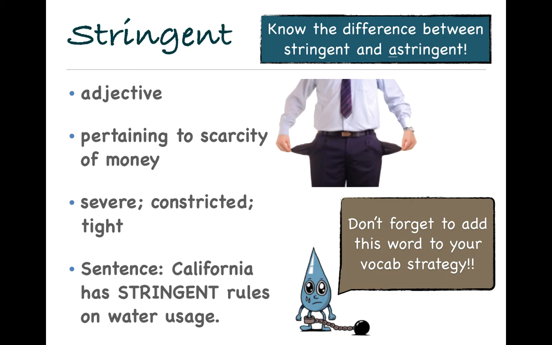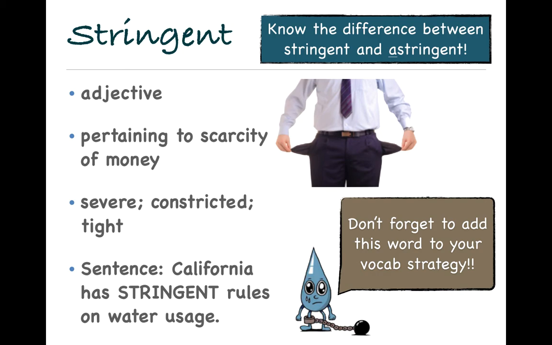So if you think back to astringent, the definition was harsh or severe, whereas the definition for stringent is severe, constricted, or tight. So the difference there is that astringent can also mean harsh. Stringent can also mean constricted or tight, but both words include that word severe. So both words are a synonym of severe. However, there is more to the definition that you need to know. So make sure you're writing everything down for these.